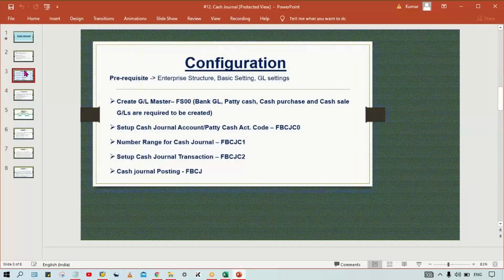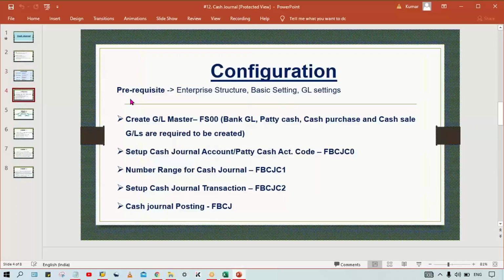Okay, first of all, you just do one thing. First of all, we'll see the configuration steps. Now look at here, guys, the configuration steps. So these are the configuration steps. So first of all, what we have to do, first of all, we have to create the GL account.